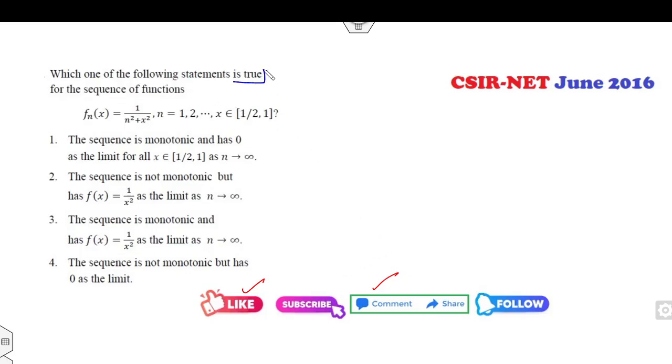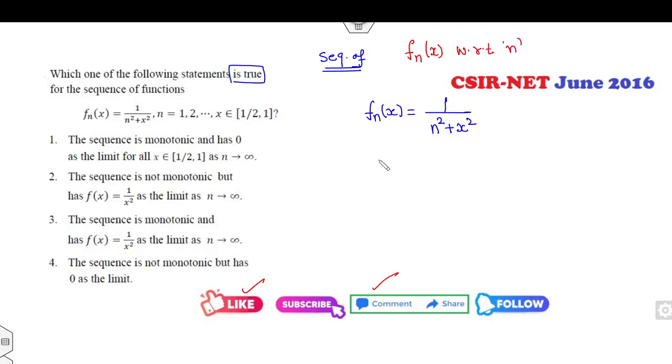Which one of the following statements is true? Again, your f_n(x) is 1 over n square plus x square. The function is monotonic. Remember, this is a sequence of functions, and the sequence is monotonic with respect to n, not with respect to x. How can you check?